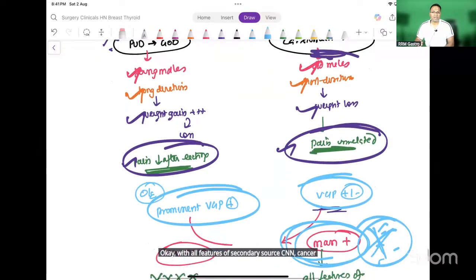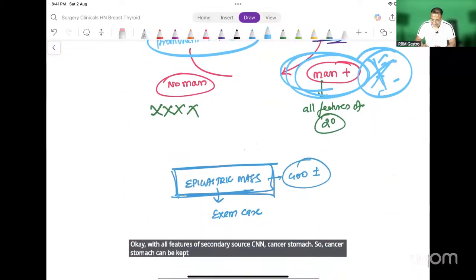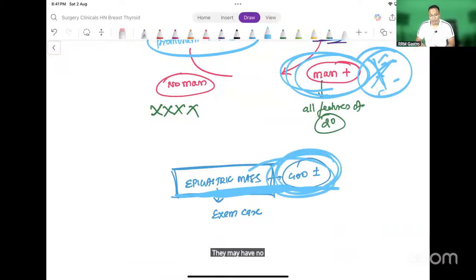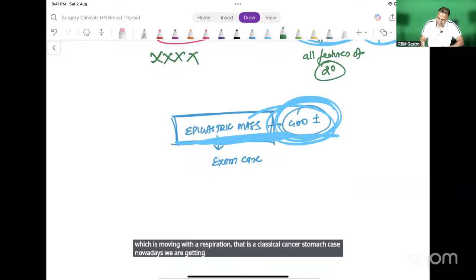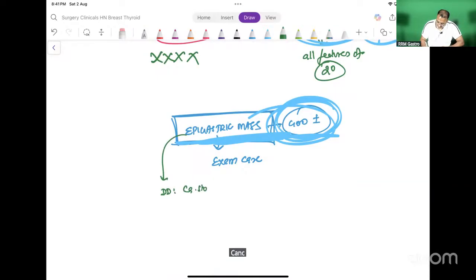All features of secondaries are seen in cancer stomach. So cancer stomach can be kept in exam as an epigastric mass. They may have no GOO also. You might have a case of cancer epigastric mass which is moving with respiration. That is a classical cancer stomach case we are getting nowadays. In an epigastric mass, you can also have a differential diagnosis. Cancer stomach. You can also say GIST in the stomach. You can also say lymphoma of the stomach.